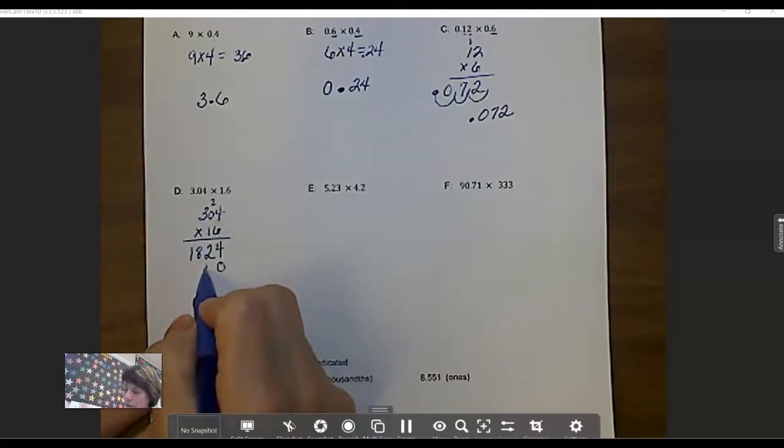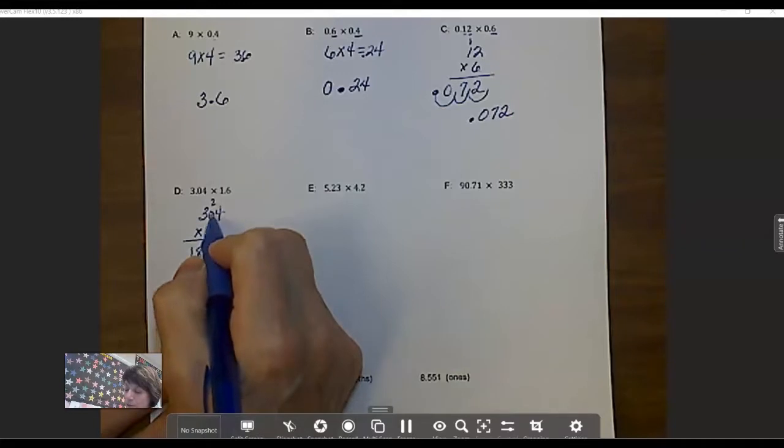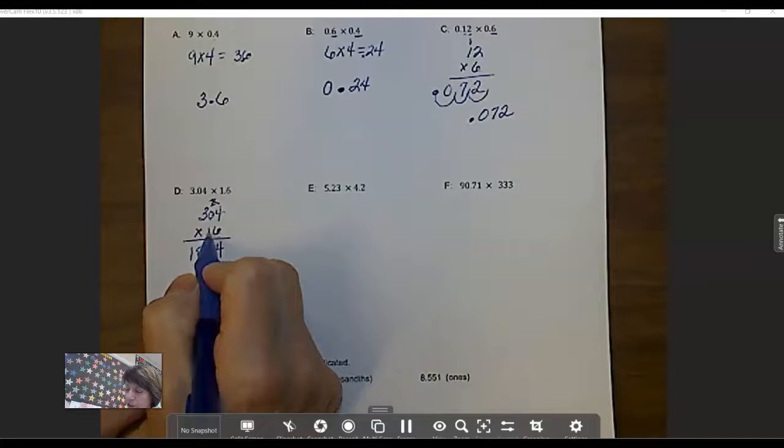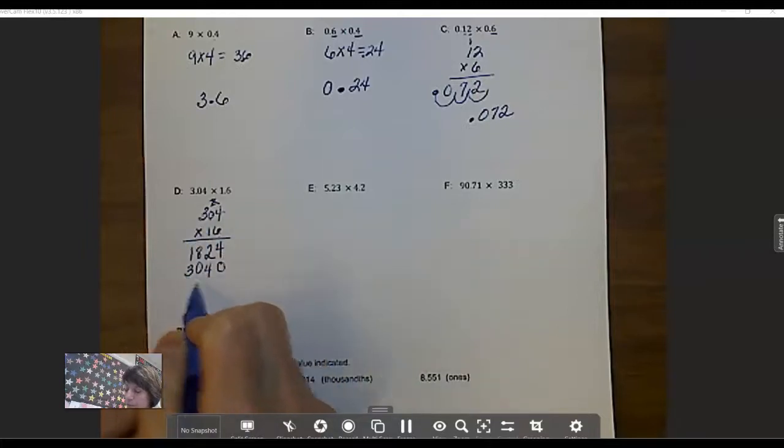So 1 times 4 is 4. 1 times 0 is 0. We already took care of this plus 2. That doesn't go with this multiplication. And then 1 times 3 is 3.